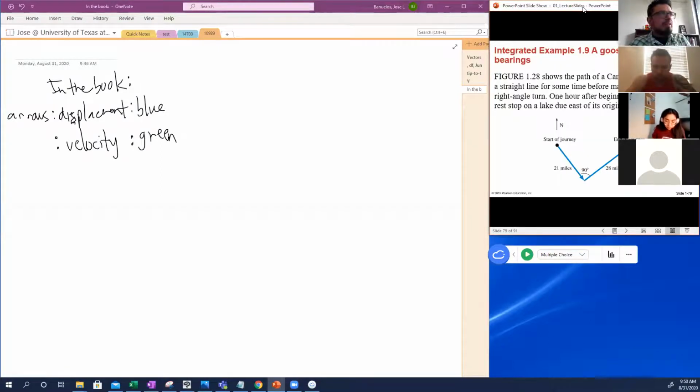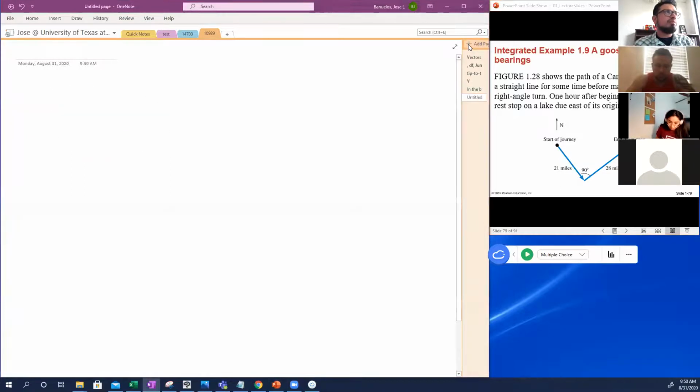So let's do another example. This one's gonna be a little bit more involved. And so in this case, the title of this example is called A Goose Gets Its Bearings. And the idea here is we're gonna follow a goose and try to answer the questions that were asked. So let's draw it first. It says here, figure 1.28 shows the path of a Canada goose that flew in a straight line for some time before making a corrective right angle turn.